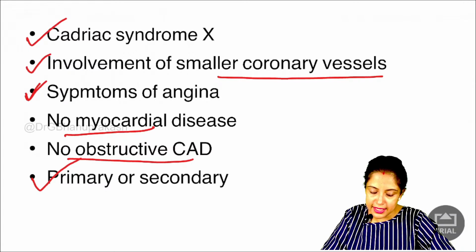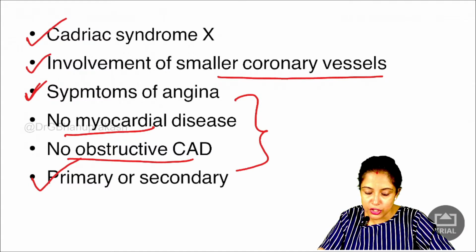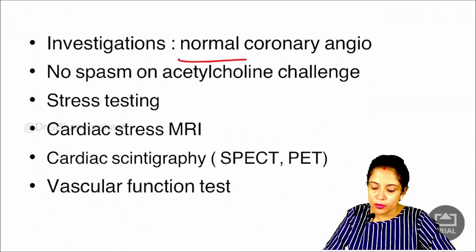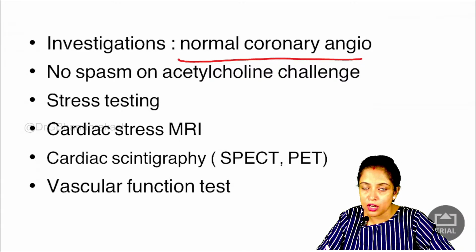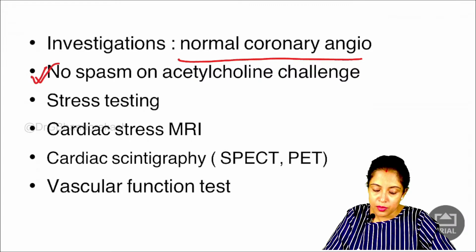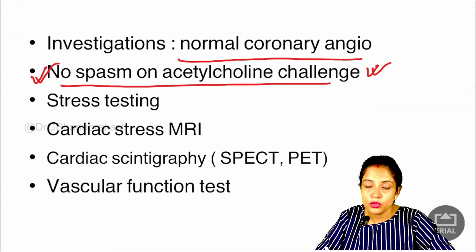So the important points are there will be no myocardial disease, no obstructive lesion on angiogram, but the patient will have ischemia, microvascular angina. Again, the coronary angiogram will be normal because there is no obstruction in the coronaries. And very importantly, there should be no spasm on acetylcholine challenge, which we have used for the diagnosis of Prinzmetal angina. In that case, intracoronary acetylcholine produced spasm. But in this case, when you give intracoronary acetylcholine, there should be no spasm.